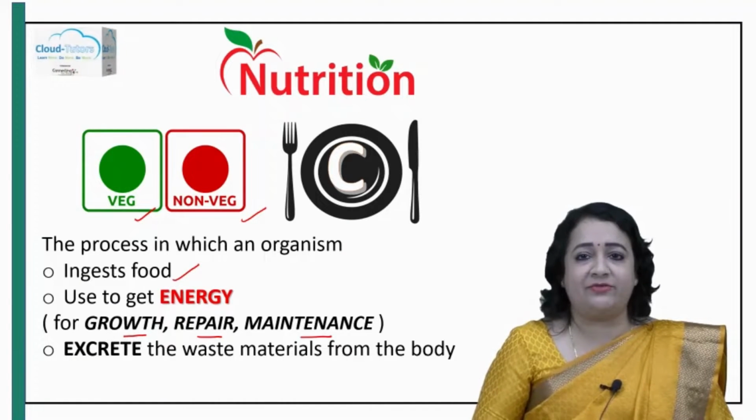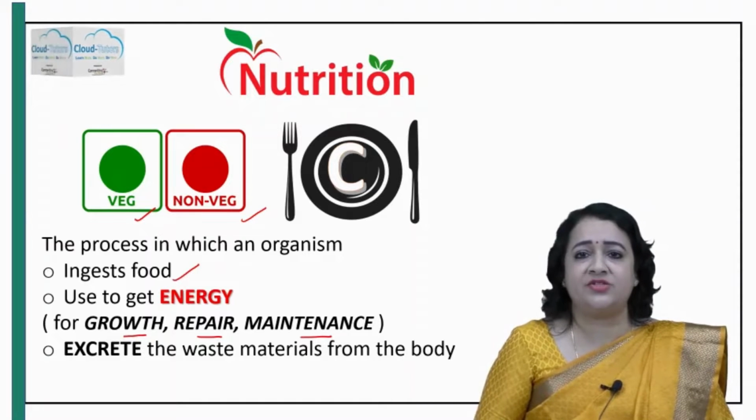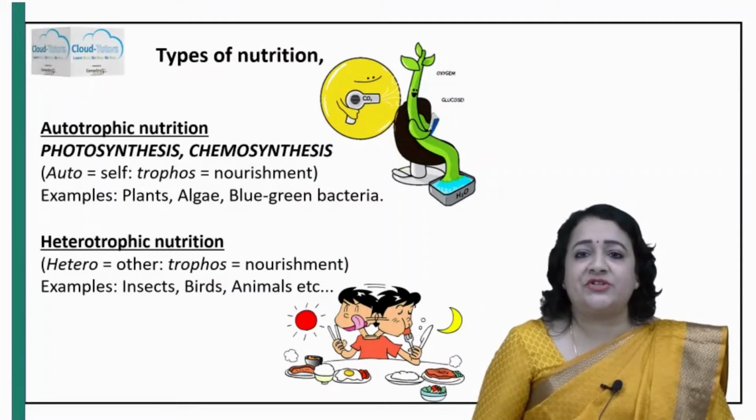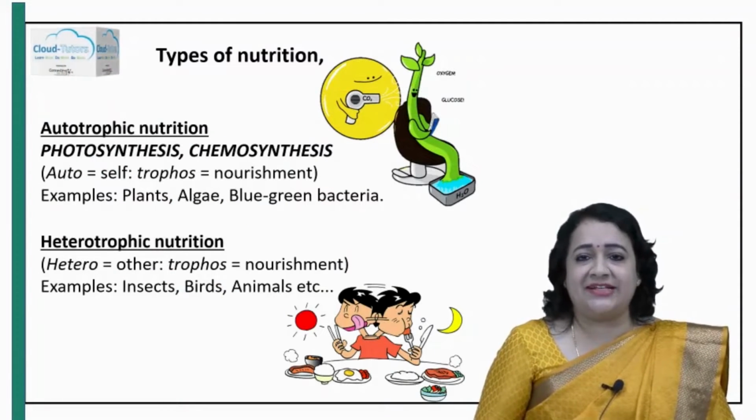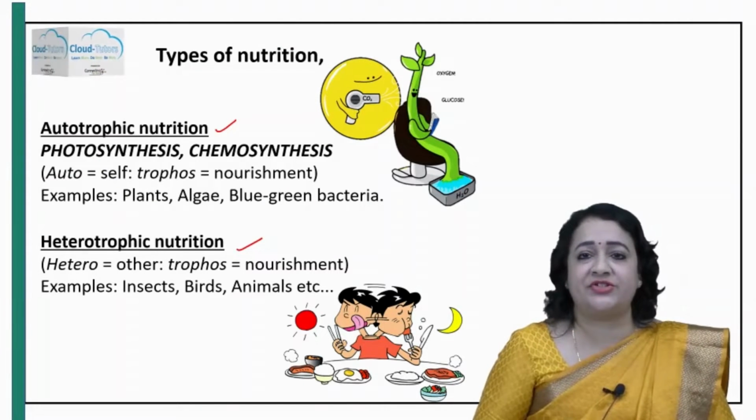So what is complete food? When I say complete food, it should contain all the nutrients. It should contain carbohydrate, protein, lipid, minerals, vitamins. All these nutrients should be present in adequate amount. Types of nutrition. There are two types of nutrition, that is autotrophic and heterotrophic nutrition.